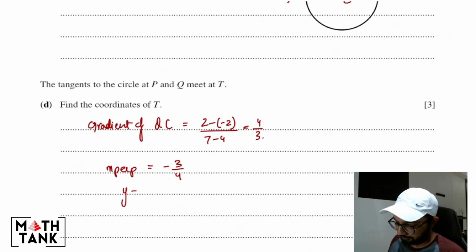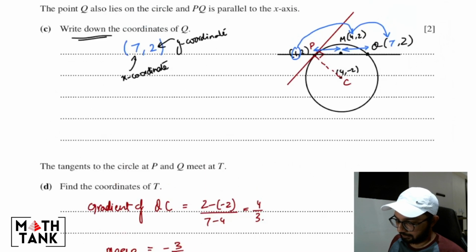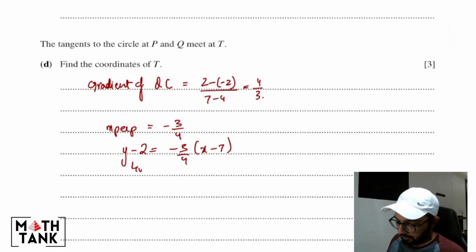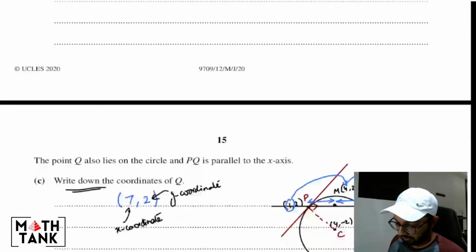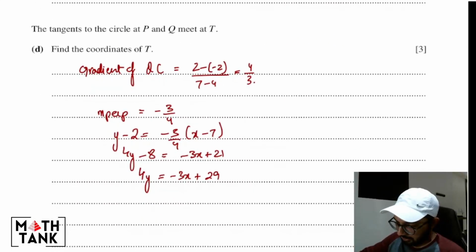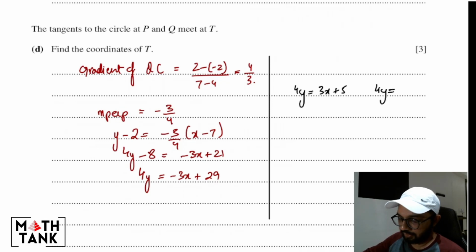y minus 2 equals minus 3 over 4 times x minus 7. That gives me 4y minus 8 equals minus 3x plus 21, so 4y equals minus 3x plus 29. So I have two equations. One is 4y equals 3x plus 5, and the other is that. So I'm going to quickly put it here: 4y equals 3x plus 5 and 4y equals minus 3x plus 29. So I'm going to try to solve these simultaneously.